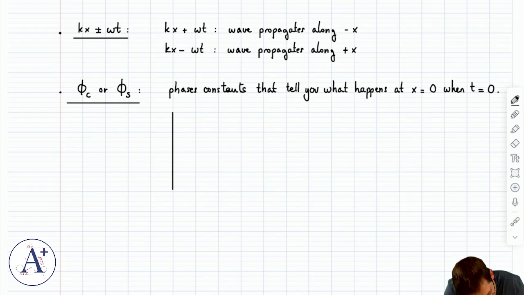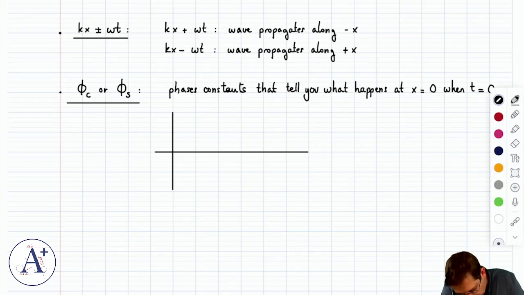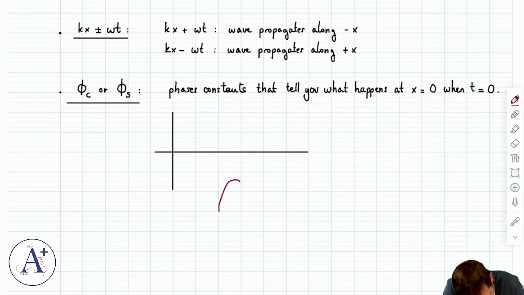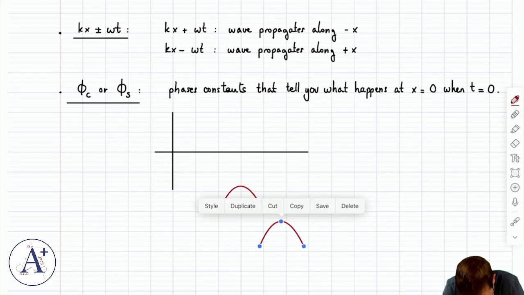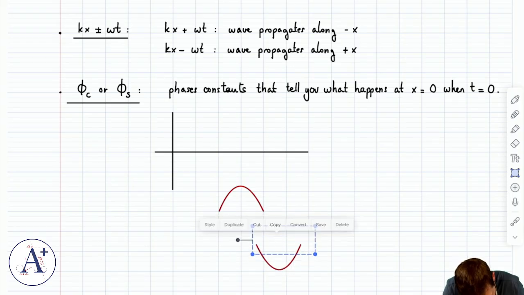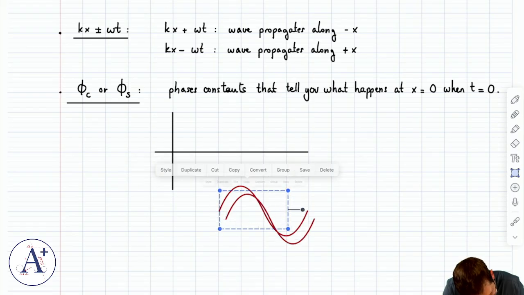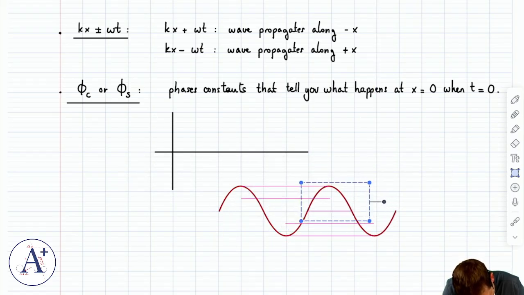But as far as understanding what these phase constants represent, they represent the following. So let me just draw a wave real quick. Okay, so it's going to be something like this. By far not a perfect wave, but it's going to get the job done.